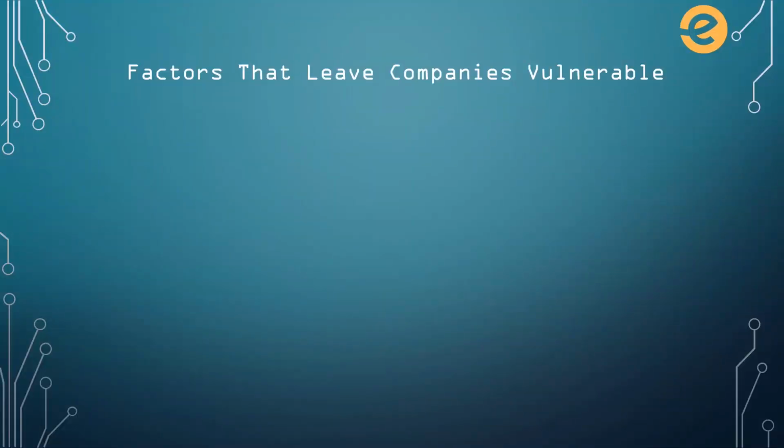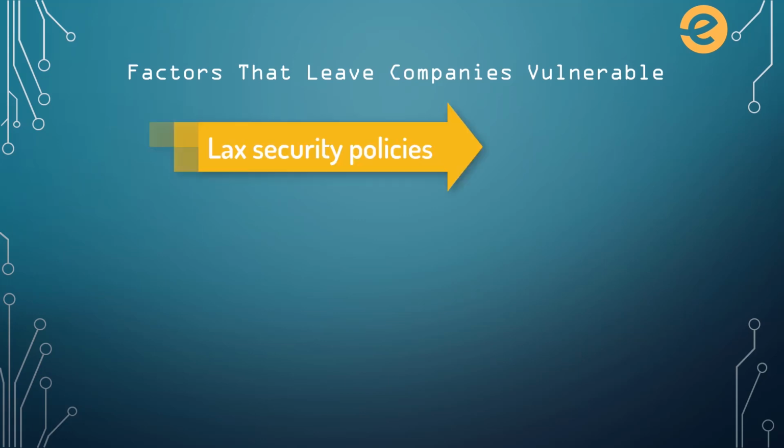Now that we've discussed the human elements that make social engineering so successful, let's look at some of the factors that leave companies vulnerable to social engineering attacks. First up, we have lax security policies, or in some cases, no security policies at all. There should always be some policy in place that makes users aware of what information they're allowed to share via email or over the phone.